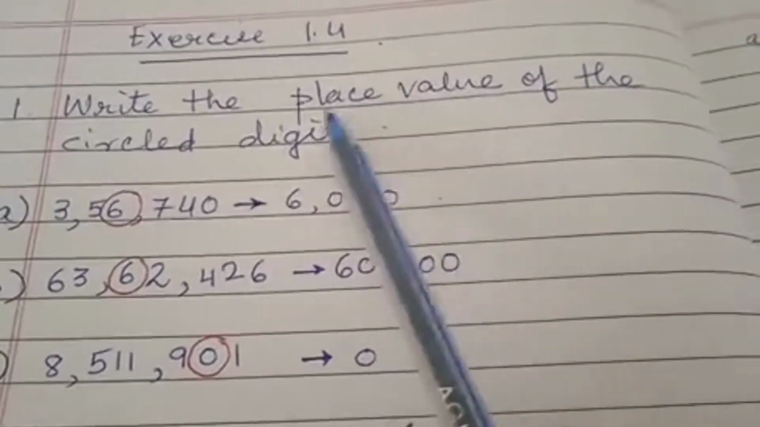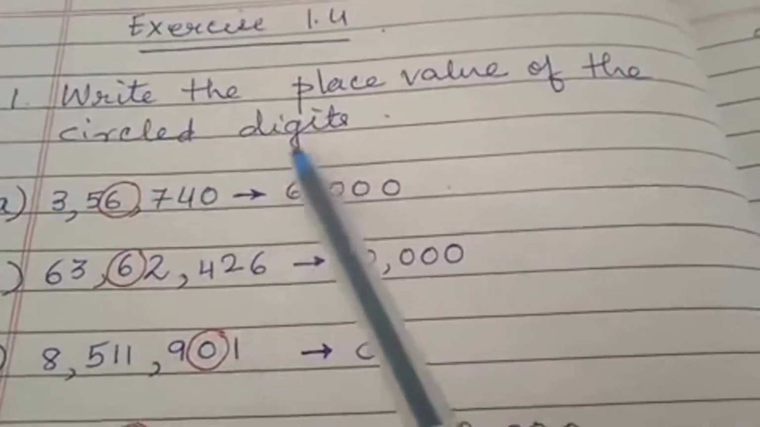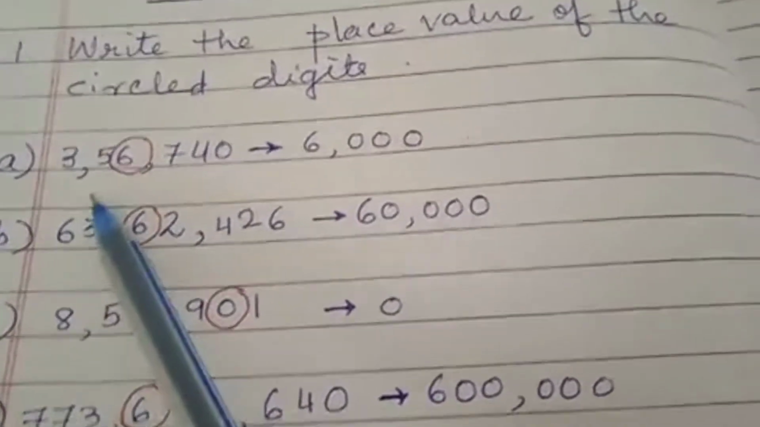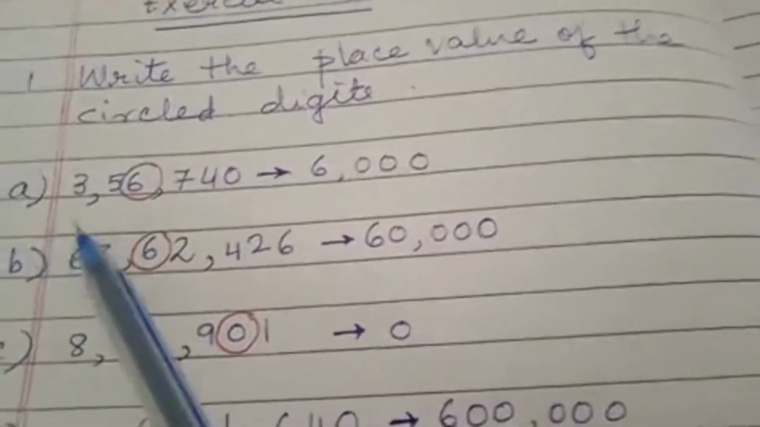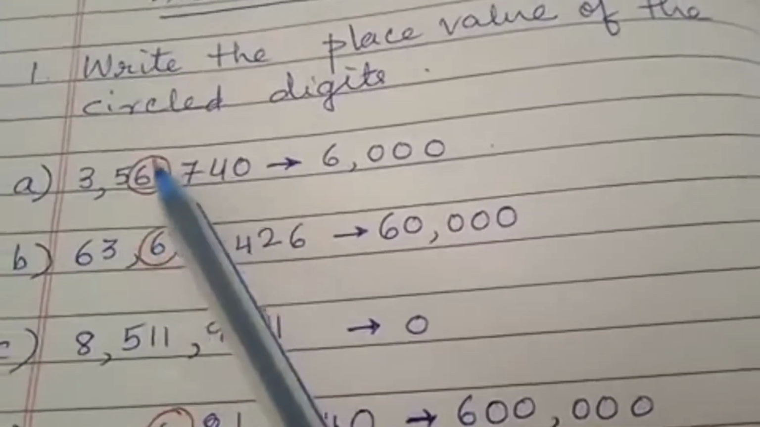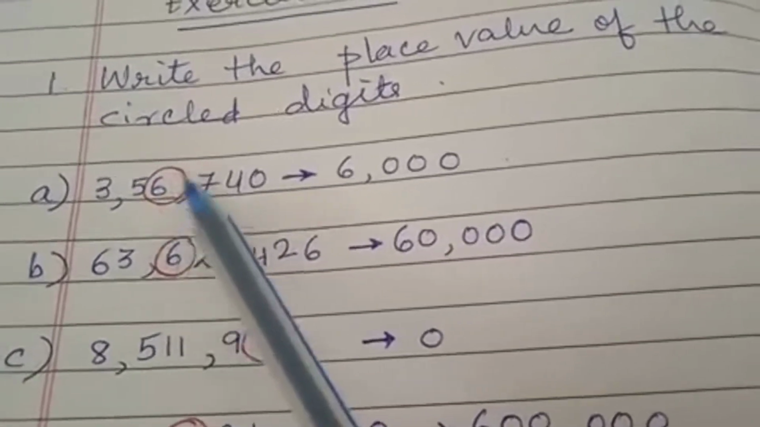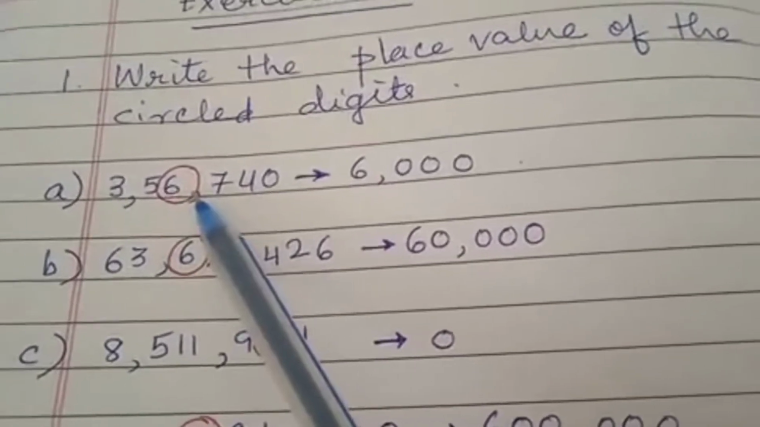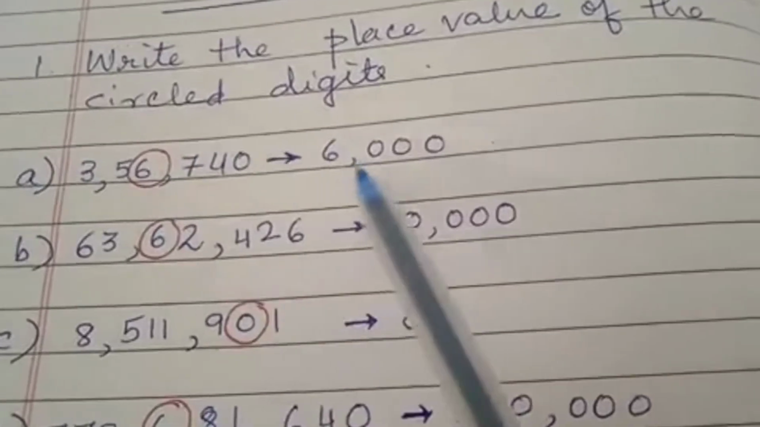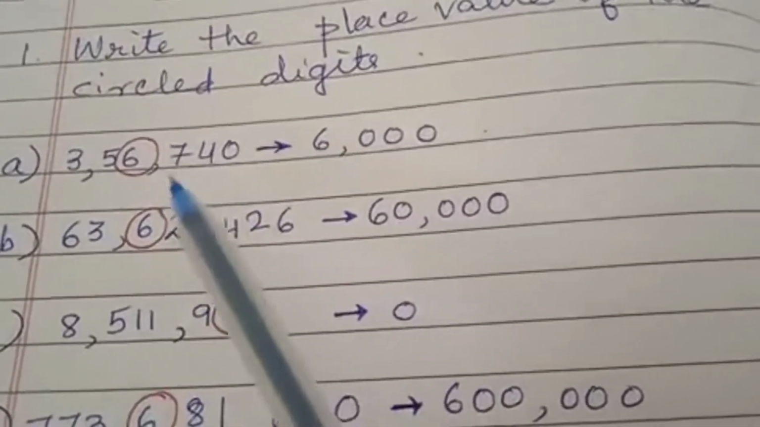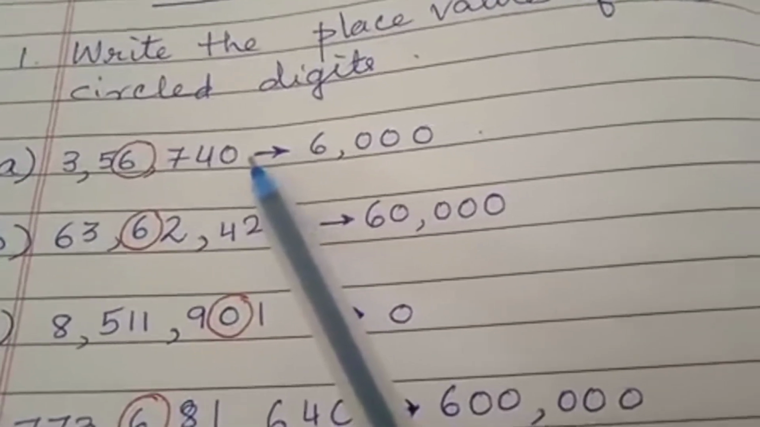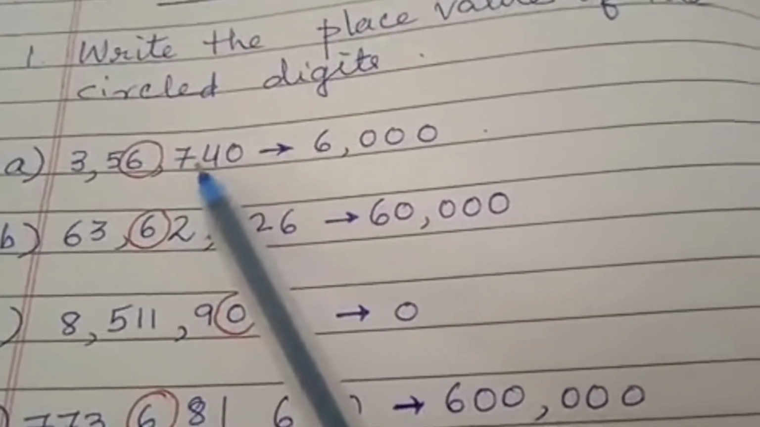So, question 1 is write the place value of the circled digits. And we can see over here in number A, 3,56,740, out of which the 6, which is in the thousands place, is circled. That means if we want to write the place value of 6, we will simply write 6, okay, and the values which are on the right side of 6 will be 0.